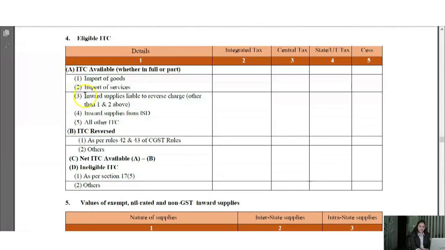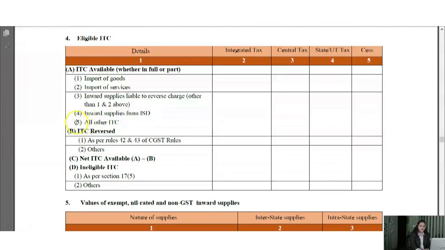In point number 3, the user has to specify the ITC applicable on inward supplies liable to reverse charge other than on imports, that is on domestic transactions. In case a user has opted for registration as ISD, that is input service distributor, then in point number 4, the user has to mention the ITC received from their ISD unit.